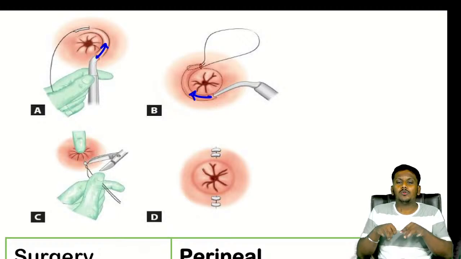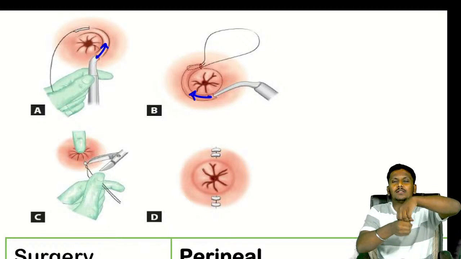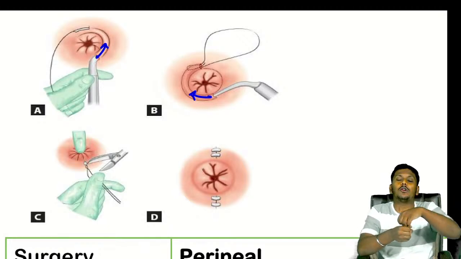Now what I'm going to do, I'm going to pull this wire. So as I pull the wire around the anal canal, the anal canal of the patient is going to become narrow. And as the anal canal becomes narrow, now from this narrow anal canal, can the rectum go outside?